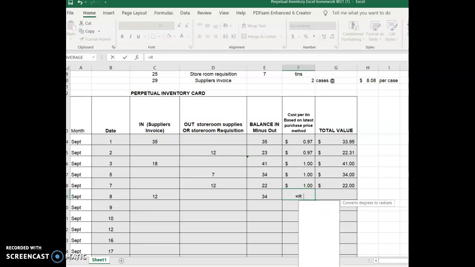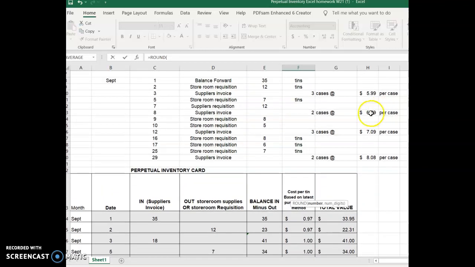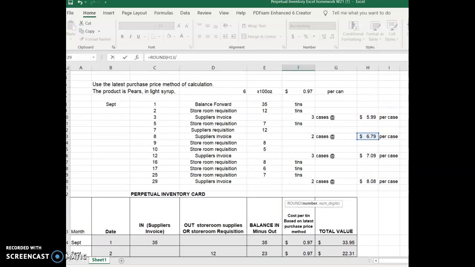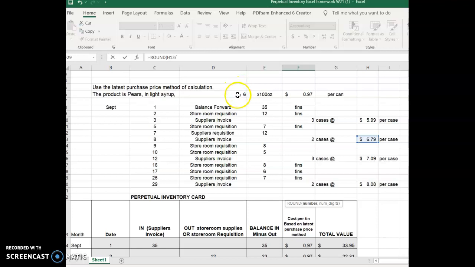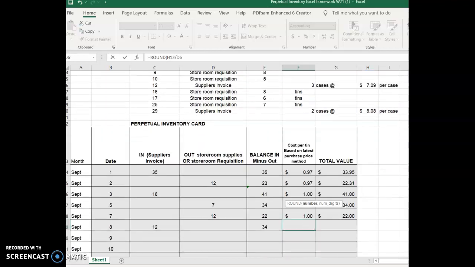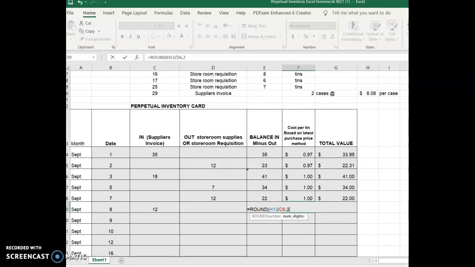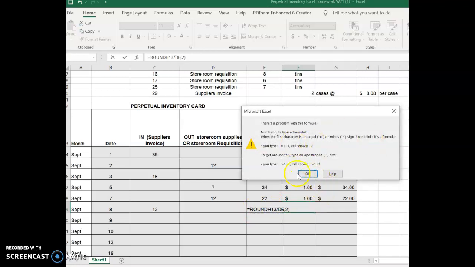So it's going to be equal, round up, or round, and then it's going to be our new price of $6.79 divided by 6 tins per case. Again, we want to round it to 2 decimals. Close brackets. Always make sure your brackets are closed because, for instance, if I didn't close this and I had no bracket, an error is going to pop up.